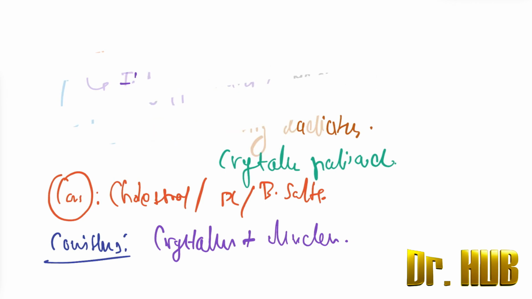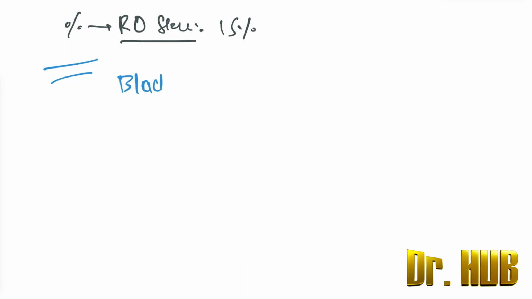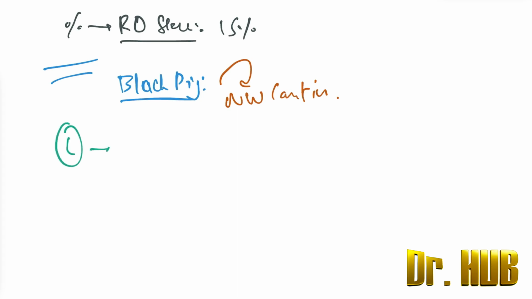And what about the percentage of the radiopaque stones? It is 15%. Next we move on to the black pigment stones. Under the black pigment, the demography is that it is present in non-Western countries. And how is the location? The location is that it is in the gallbladder, as well as the ducts.